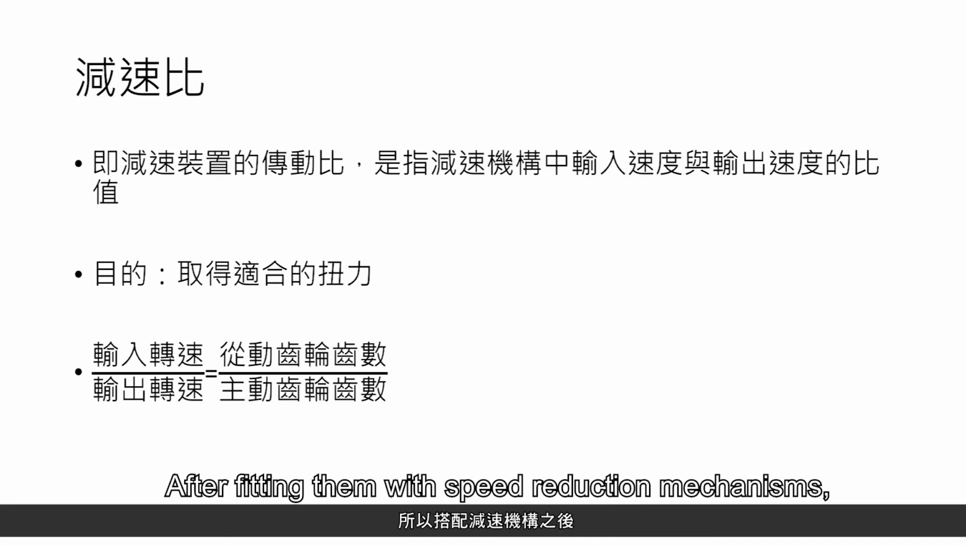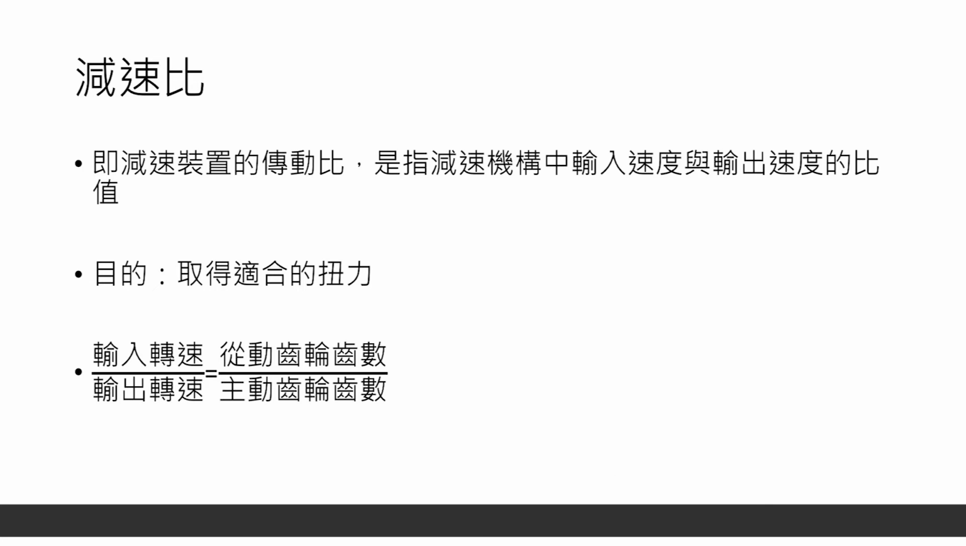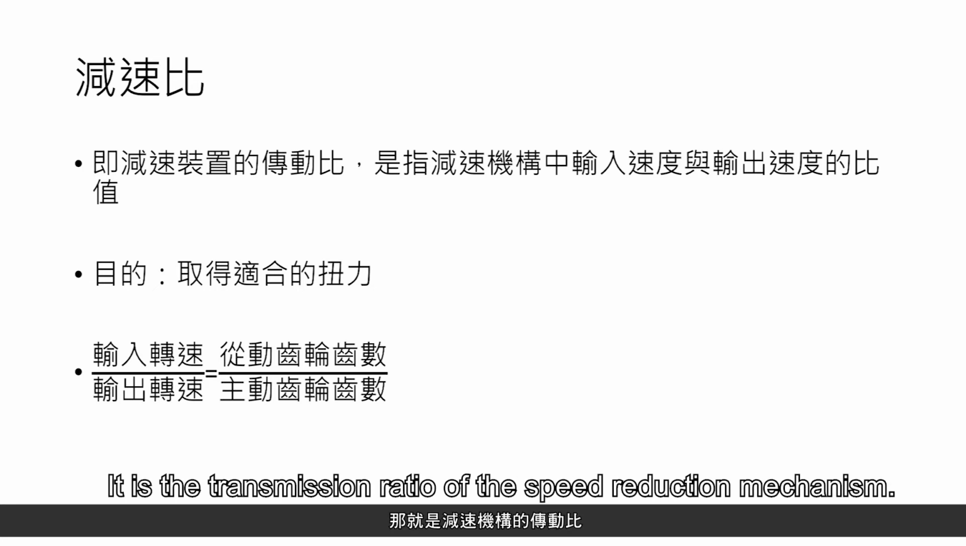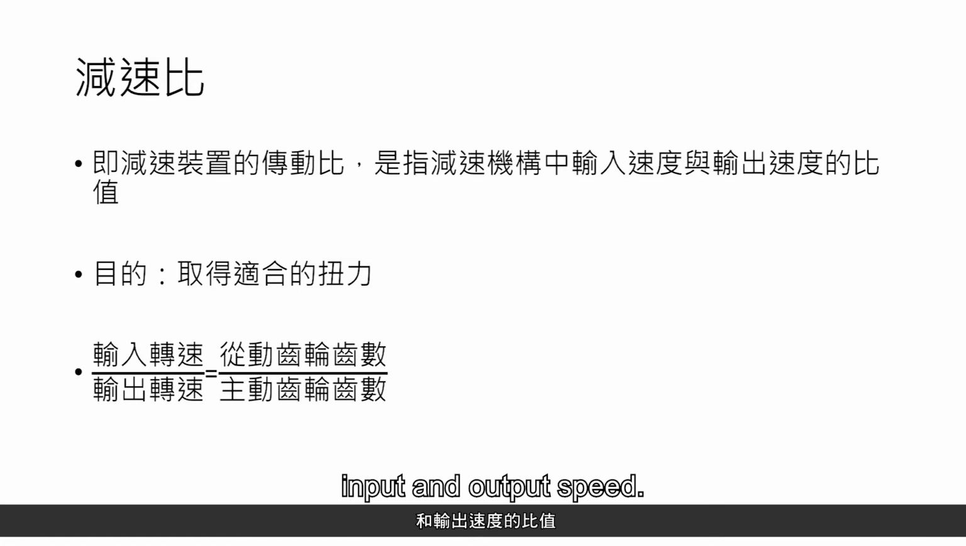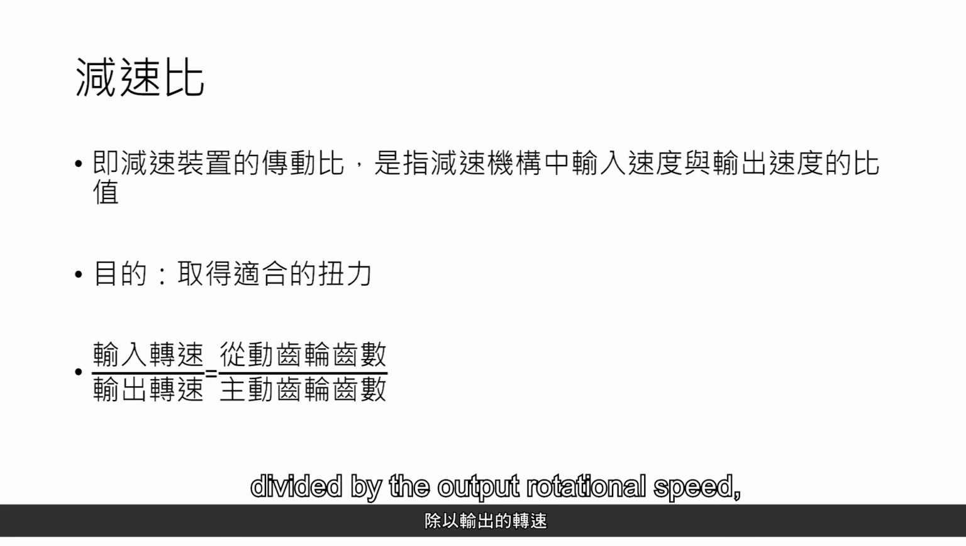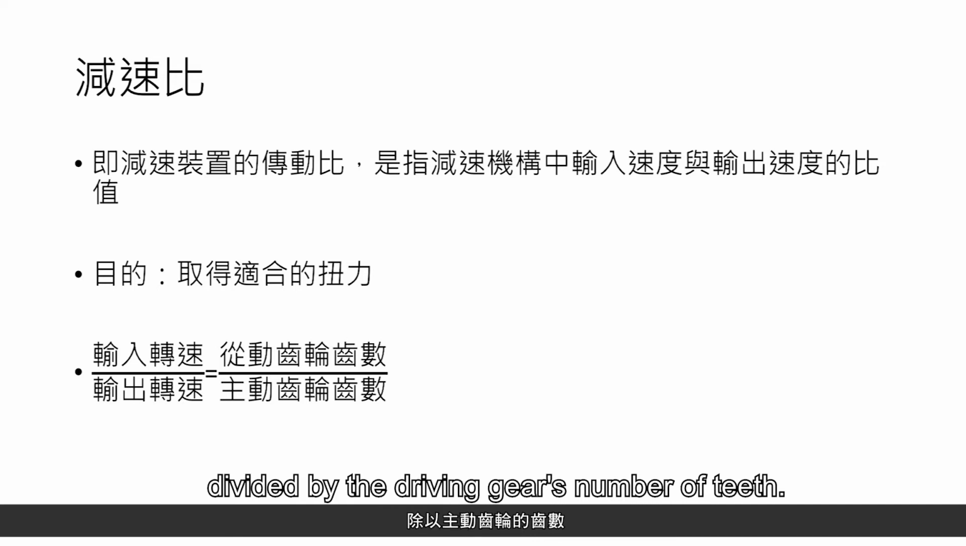After leveraging them with speed reduction mechanism, there will be a speed reduction parameter. Let's talk about what speed reduction ratio is. It is the transmission ratio of a speed reduction mechanism. It refers to a ratio between the speed reduction mechanism's input and output speed. The goal is to achieve a suitable torque. Its formula is the input rotational speed divided by the output rotational speed, which equals the follower gear's number of teeth divided by the driving gear's number of teeth.